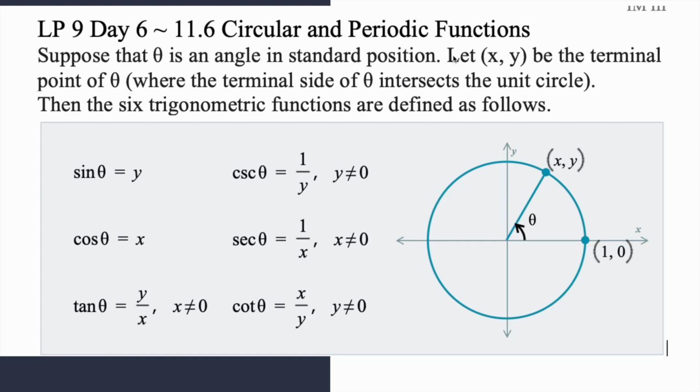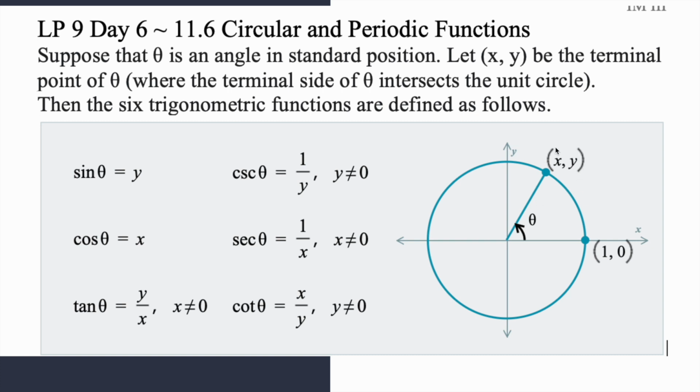All right, so in this video, we're going to go back to the unit circle. We're going to find the exact values of trigonometric functions using our unit circle. So suppose that theta is an angle in standard position. Remember, that means that it starts at our x-axis at 0 here. Let x and y be the terminal point of theta, meaning where it ends, where the terminal side of theta intersects the circle.